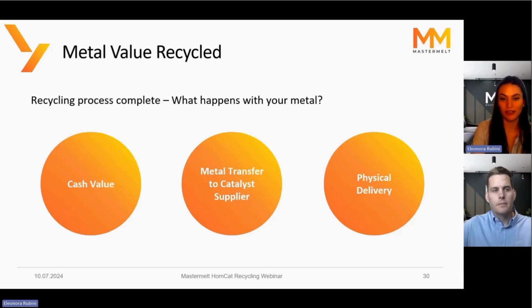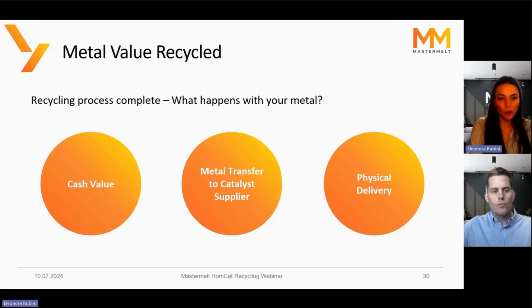A second option is that the metals can be transferred to your catalyst supplier, what is also called a paper transfer. We hold accounts called pool accounts for precious metals with most of the large PGM catalyst suppliers in the world. This is an option that you can have as well, so just shipping the metals virtually to your supplier. But also, if needed, the metal can be physically delivered to your precious metal catalyst supplier or to your location, wherever it is needed, really.